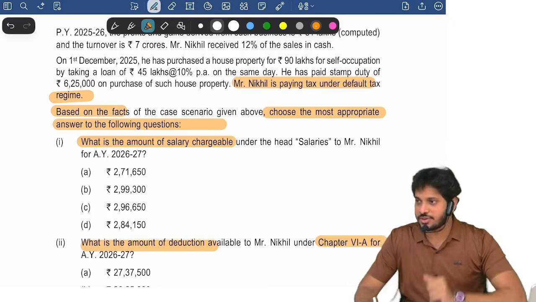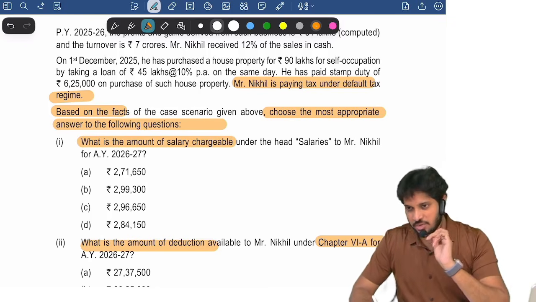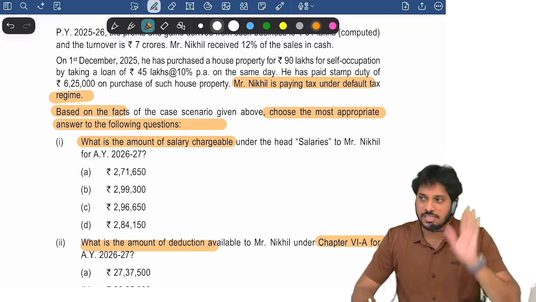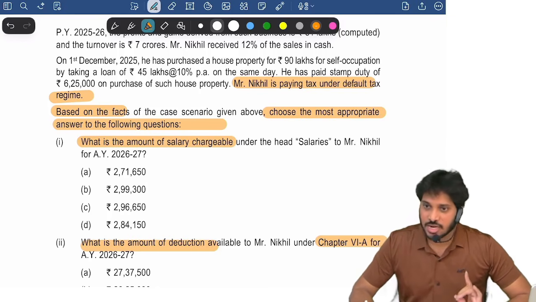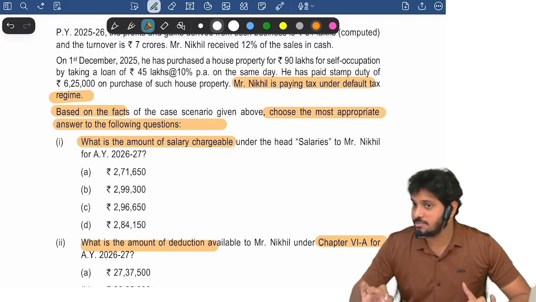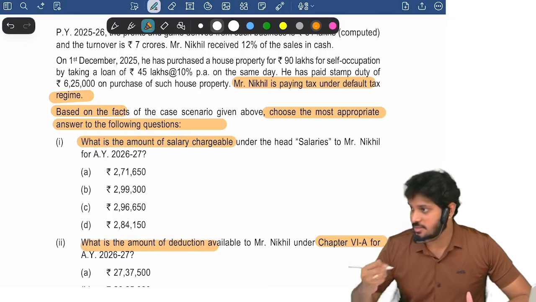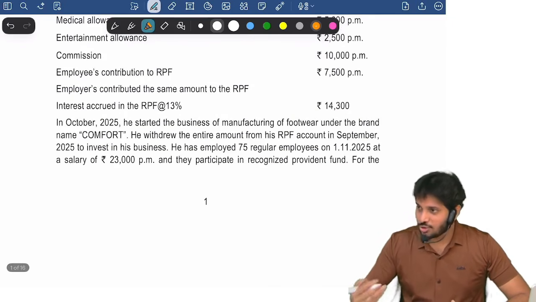Every question when you're solving, be it MCQ, be it descriptive, the first thing you should look at is what regime it is. Otherwise your answer will go completely wrong. So what regime is that? So here we are going to solve under the default tax regime method. Okay, fine. Now, anyhow, total income question they're asking.